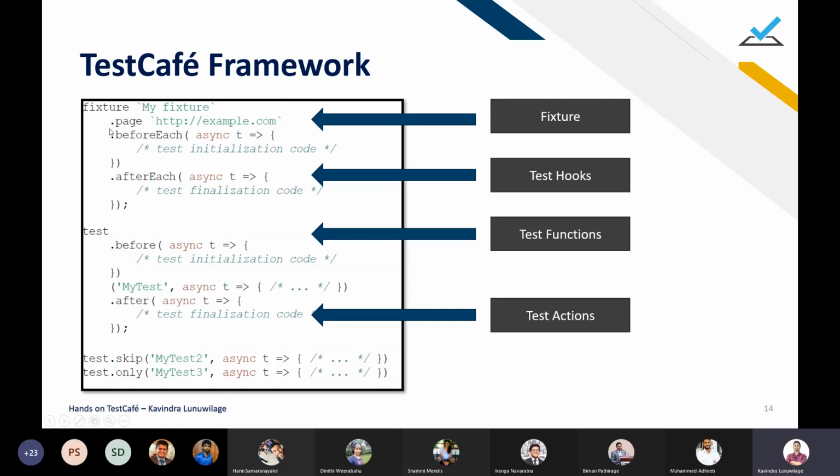So here, the fixture is this part, and the test hooks are beforeEach, afterEach, before and after. So those are the test hooks, and the test function is this async t. T means the test controller. So I'll explain all these things in the next slides. So these are the main four things that you have to remember when you write scripts in the TestCafe framework.